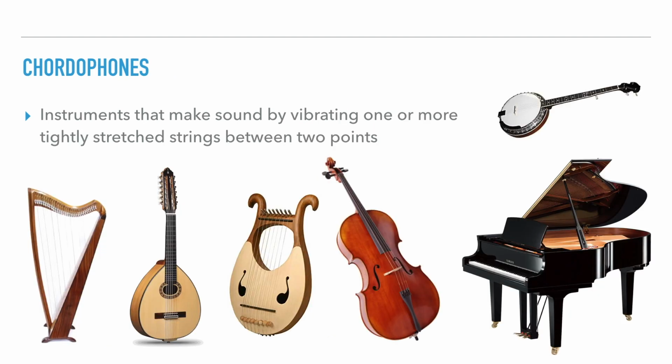Next, we've got chordophones. These are instruments that make sound by vibrating one or more tightly stretched strings between 2 points. So any instrument with strings, and it's the strings that are vibrating to create the sound. We've got a harp, a lute, a lyre, cellos and violins, things like that. And we've got pianos. So all of these instruments have strings, and so they are called chordophones.